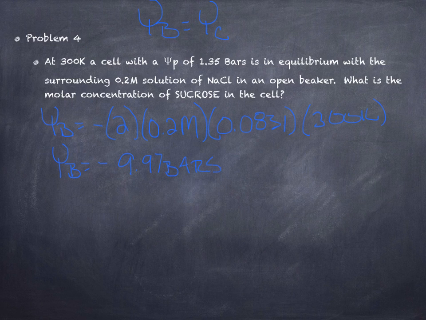Okay, because we know that the cell and the beaker are in equilibrium, we know then that this value right here is equal to the water potential for the cell. So let's calculate the water potential for our cell. The water potential for our cell is going to be equal to the pressure potential for the cell plus the solute potential for the cell. So we know a couple of these values. Let's solve for the molar concentration of sucrose inside the cell.